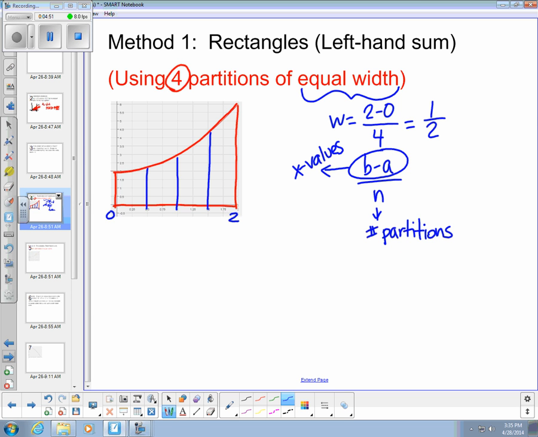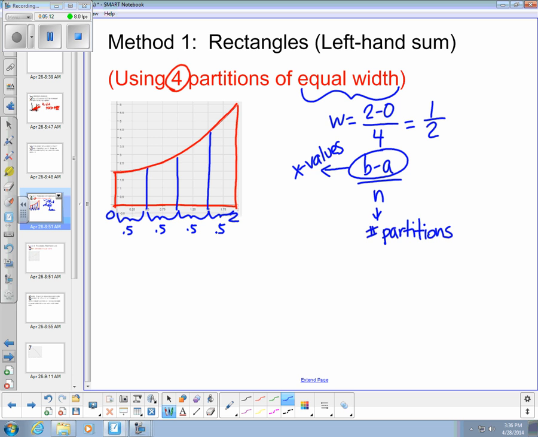So now I've got 4 partitions here. It's broken up, and the width of these partitions, again, is 1/2. When you're drawing these graphs, do yourself a favor and make them large enough that you can see what's going on and read your numbers. So all of these have a width of a half.